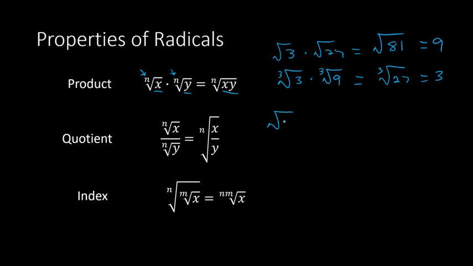Let's say we have the square root of 27 divided by the square root of 3. Those can combine because those are both square roots, and we do 27 divided by 3, which would be 9. And the square root of 9 would be 3.